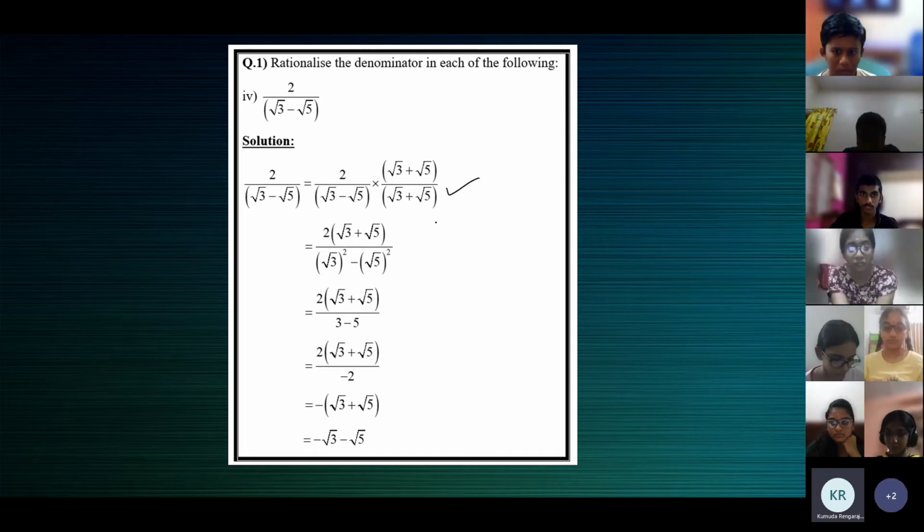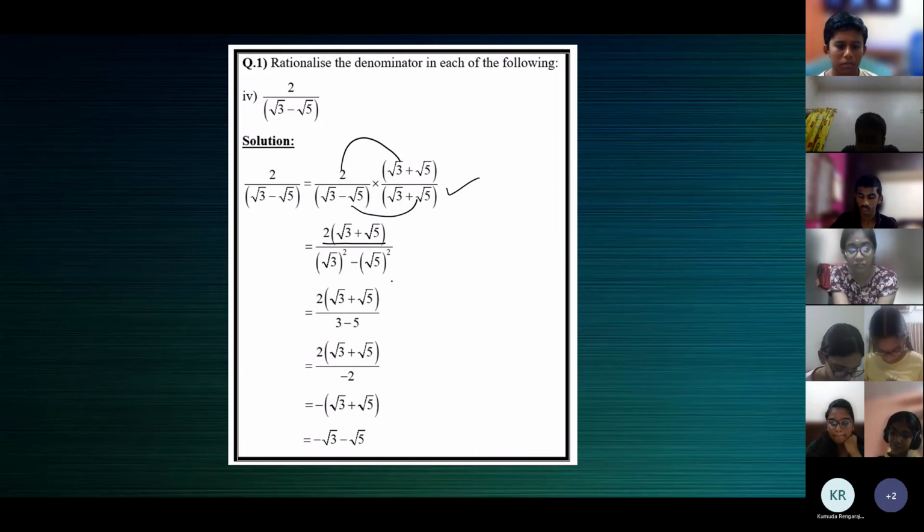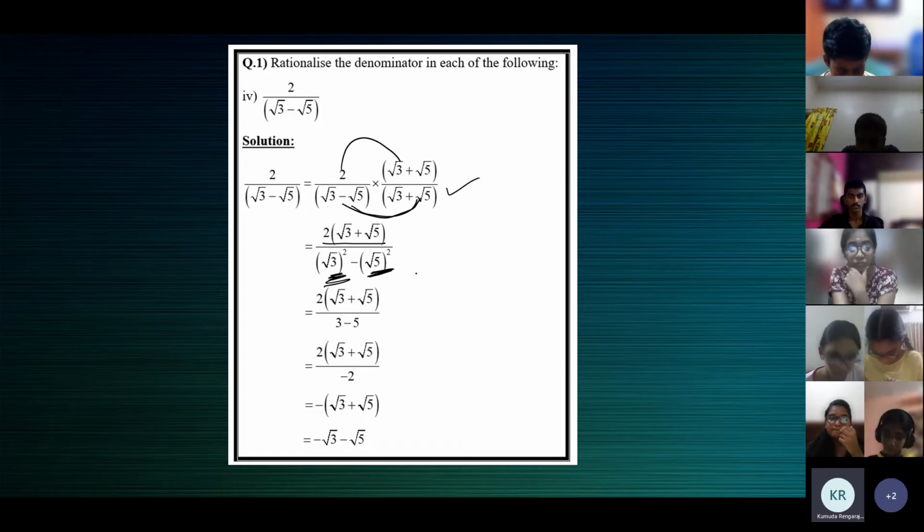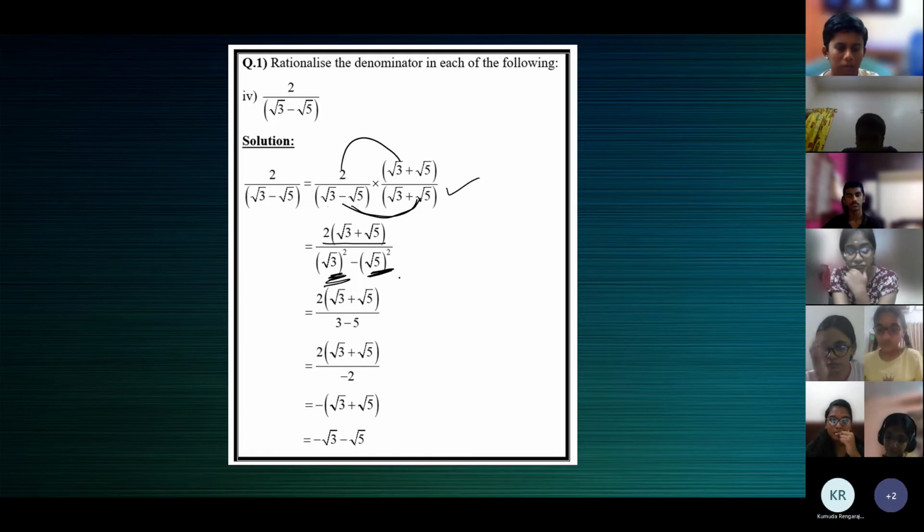Next, multiply the numerators, multiply the denominators. So you can see the numerators here. The denominators, when you multiply them, are of the form a minus b into a plus b, which is a square minus b square, where a is root 3 and b is root 5.